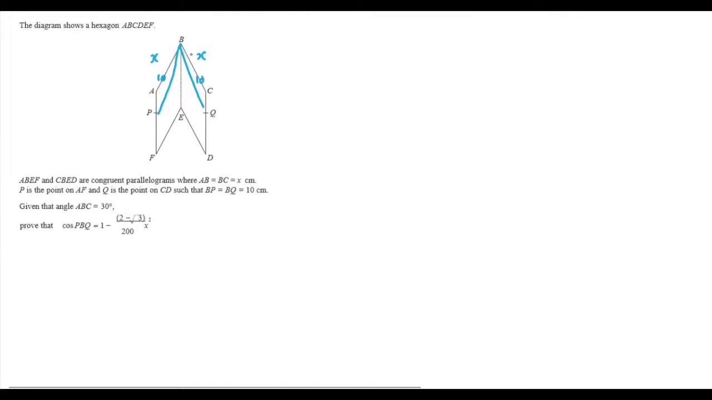ABC, so the whole angle here is 30, prove that the cosine of PBQ, so this smaller angle in here, is equal to 1 minus (2 minus the square root of 3) over 200 times x squared. Clearly there's just a little bit of a formatting hiccup here, but that's what we're trying to show. So, what could we possibly do to try to get to this point?